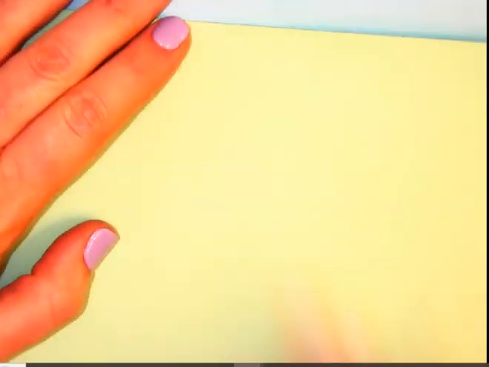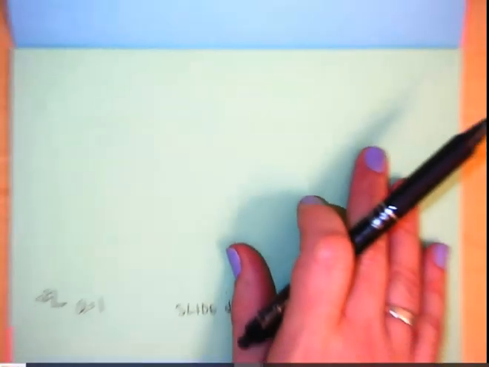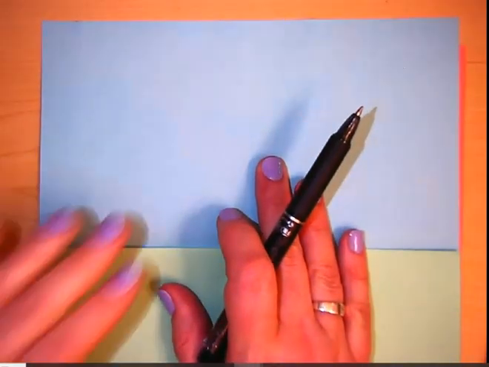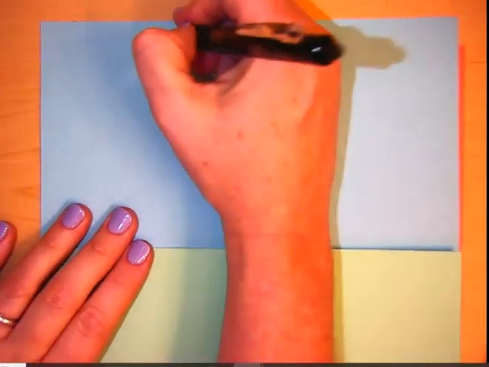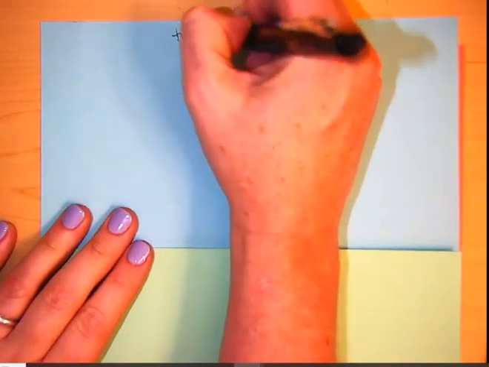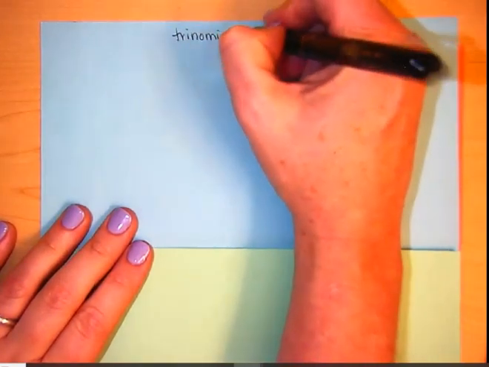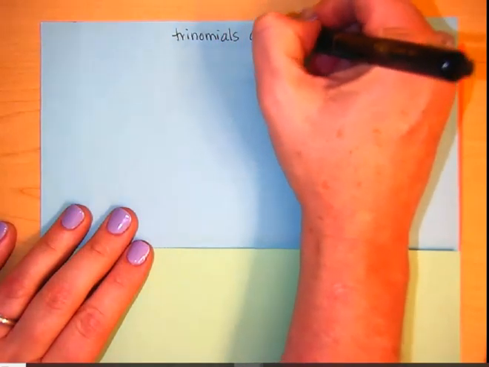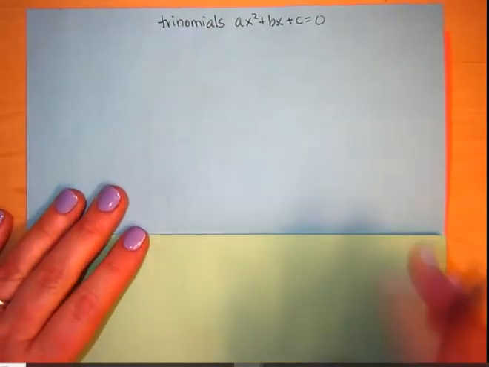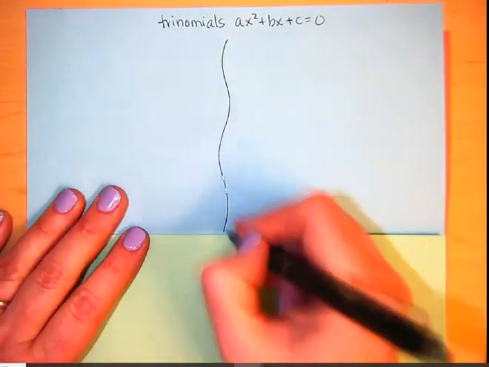All right, for this next tab, we are doing slide and divide. We're going to review for when a equals 1 and when a doesn't equal 1. And at the very top, I want you to write this in the middle because it goes for both the left side and the right side. This method is for trinomials that start out like this. Ax squared plus bx plus c equals 0.